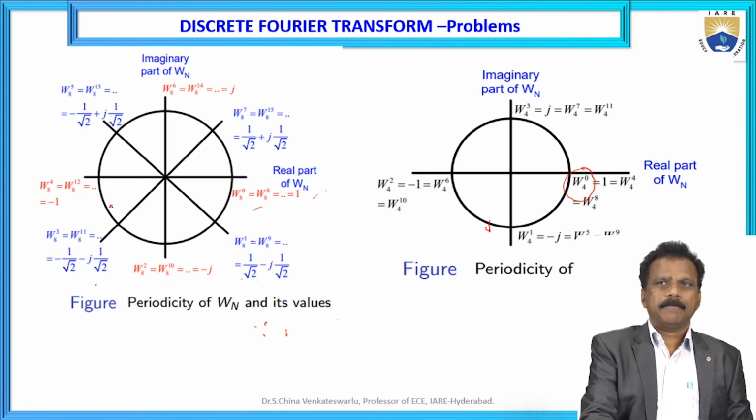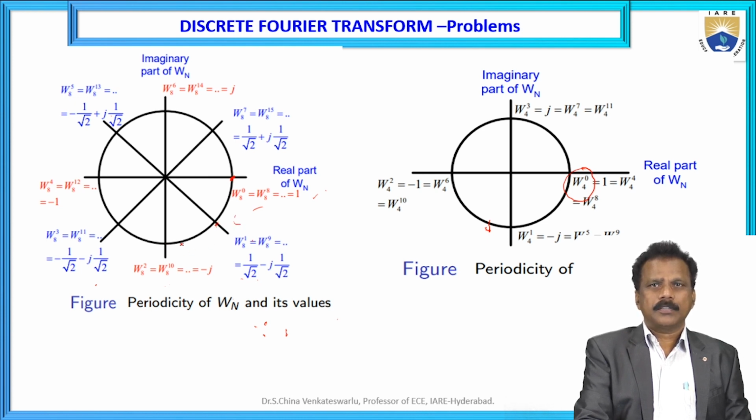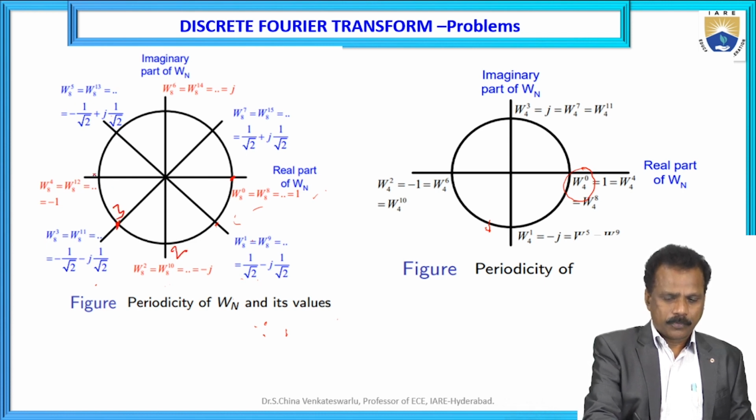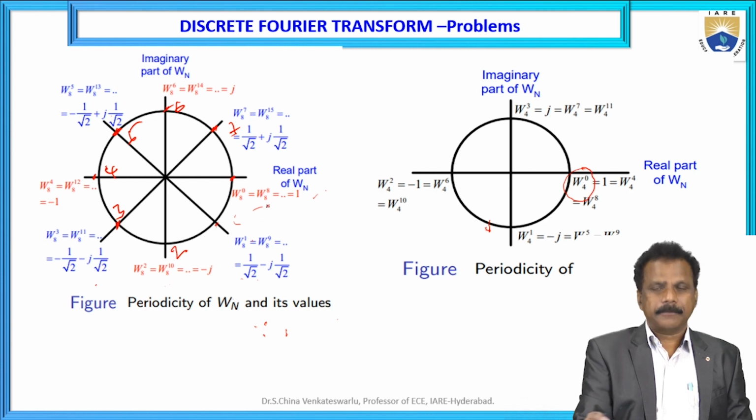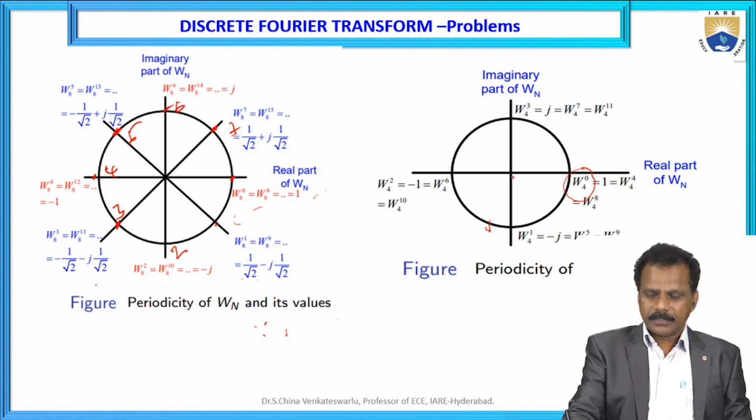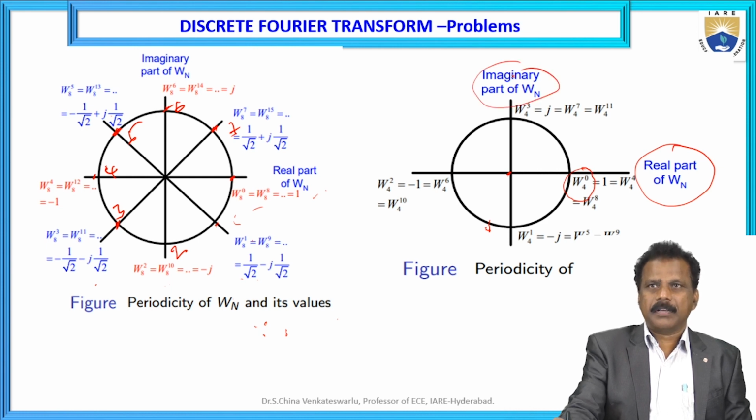But here how many? Maximum is 1. Here it is 0, 1, here it is 2, 3, 4, 5, and 6, 7. Total is 8. Now the figure on the right side shows the periodicity of Wn and its values. The origin is the same. Here the values are the real part of Wn and the imaginary part of Wn.